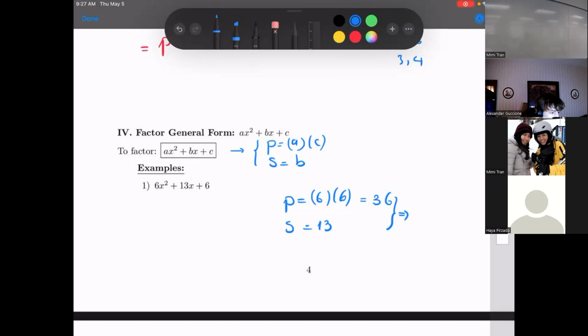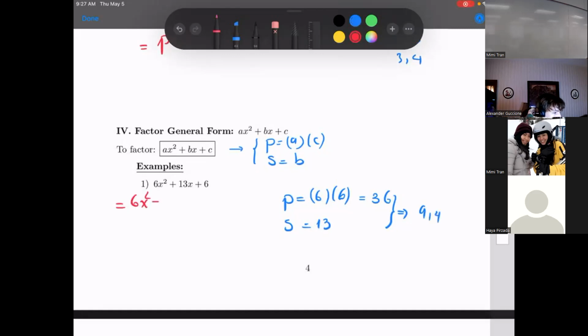36 is 1 times 36, which is not it. 2 times 18, which is not it. 3 times, 36 divided by 3 is 12. 3 and 12, not it either. So what is it? 9 and 4, right? 9 and 4. So you keep going down. So this is going to equal 9 and 4.